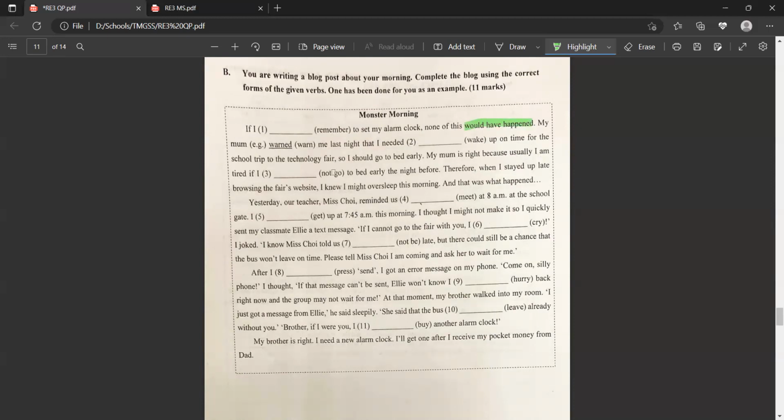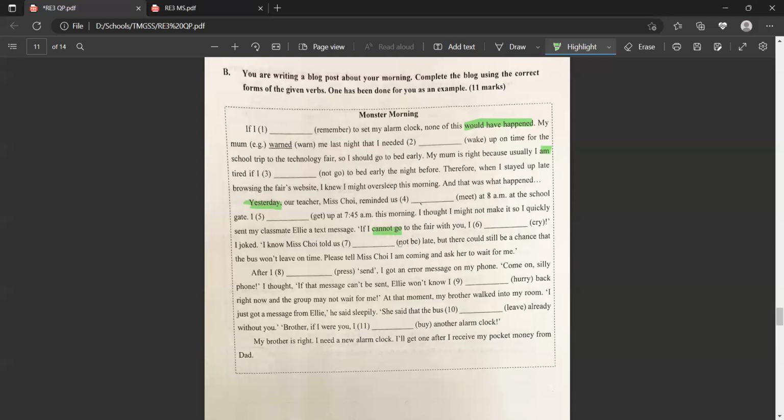My mom is right because usually I'm tired if I don't go to bed early. Yesterday, our teacher, Miss Choi, reminded us to meet. I got up. If I cannot go to the fair with you, I will cry. Told us not to be late, okay?